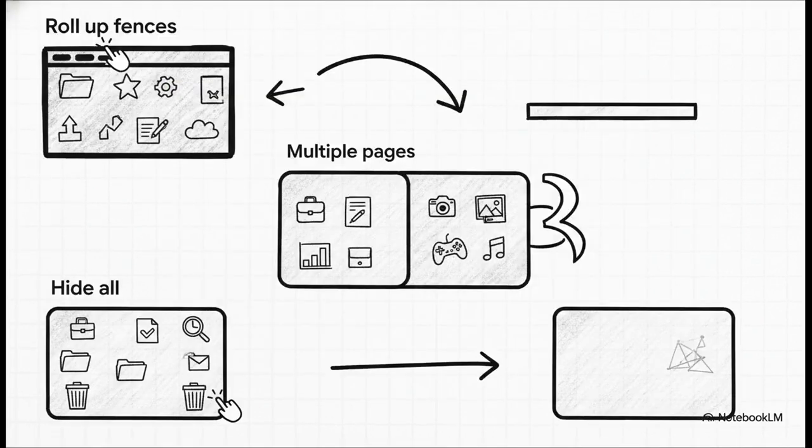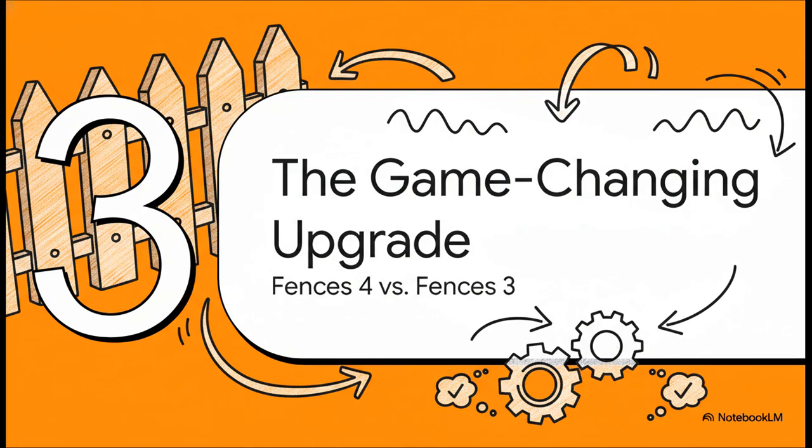And there's even more. You can double-click a Fences title bar to roll it up, like a window shade, which hides the icons in safe space. You can even create multiple desktop pages, say one for work, one for personal stuff, and just swipe between them. And my personal favorite, for when you need to really focus, just double-click any empty space, and poof, every single icon vanishes, leaving you with nothing but your wallpaper. So clean.